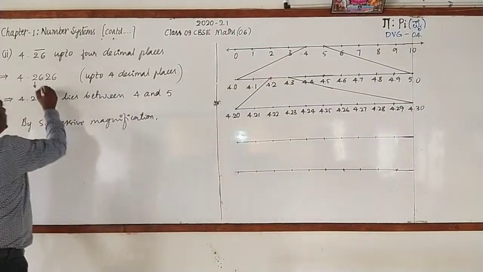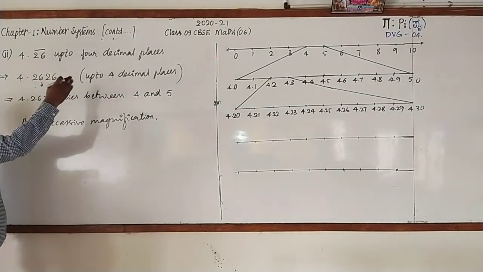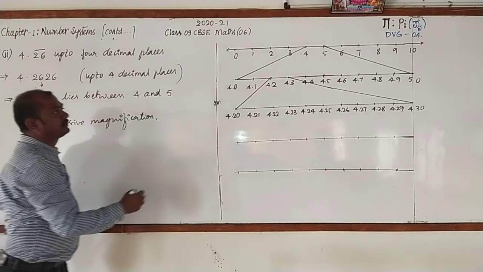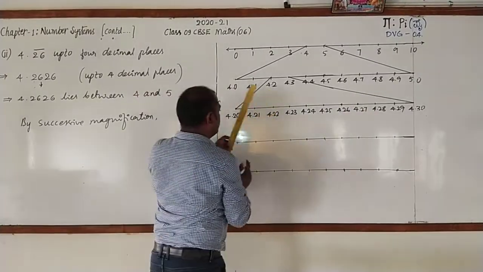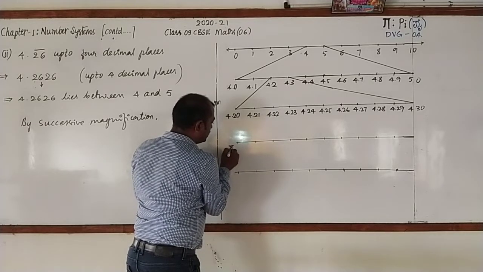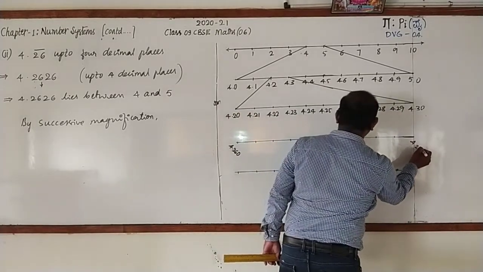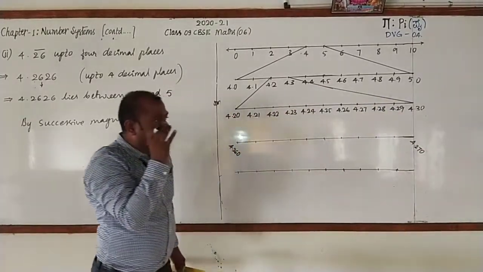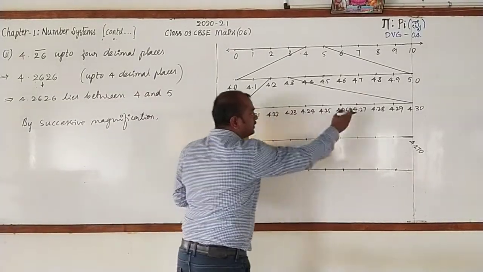Now you go for taking the second digit. See, next 4.26. So the given number lies between 4.26 and 4.27. I'll choose these two, and here I'll write 4.260. Here 4.270. Got it?